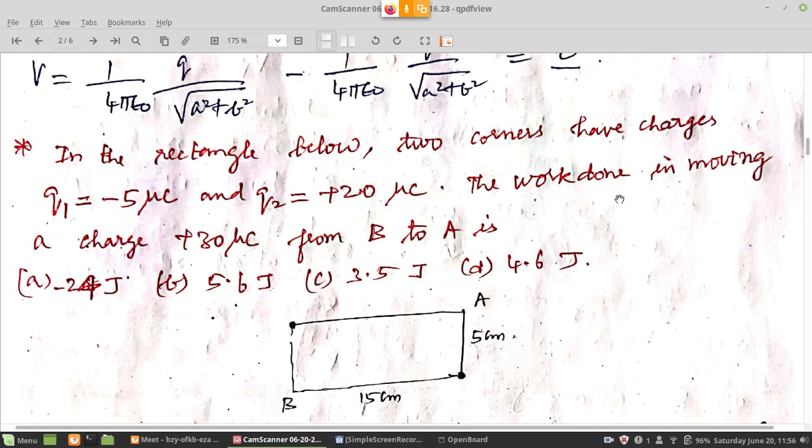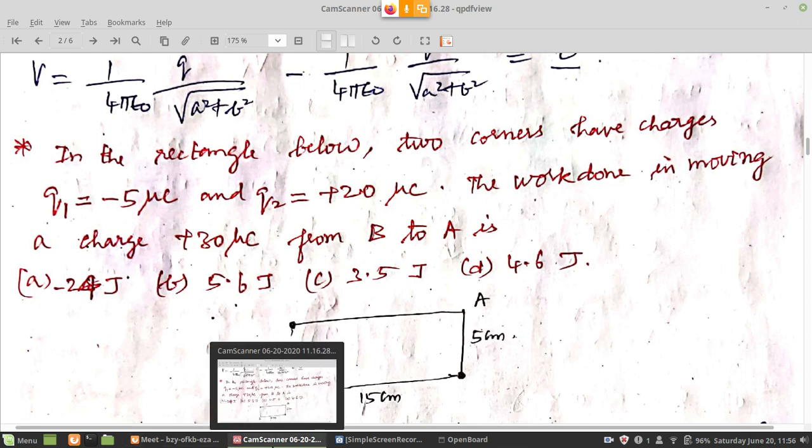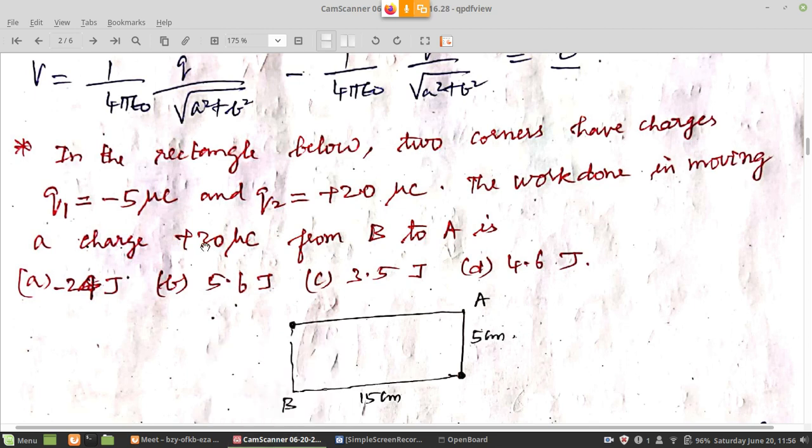Now the work done in moving a charge of +30 microcoulomb from point B to A. That is another charge, a third charge, the 30 microcoulomb charge. To take that third charge from point B to point A, how much work should be done? That is the question. How will you approach this problem? The distances are given: rectangle length times breadth. Length is 15, breadth is 5.